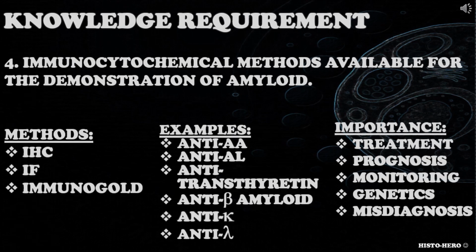The fourth knowledge requirement is for you to know the immunocytochemical methods available for the demonstration of amyloid. What IHC demonstration methods can you use to demonstrate amyloid? Consider IHC, IF and immunogold labeling methods. What antibodies could you use to detect specific amyloid type? Consider anti-AA, anti-AL, anti-transthyretin, anti-beta amyloid, anti-kappa, anti-lambda.